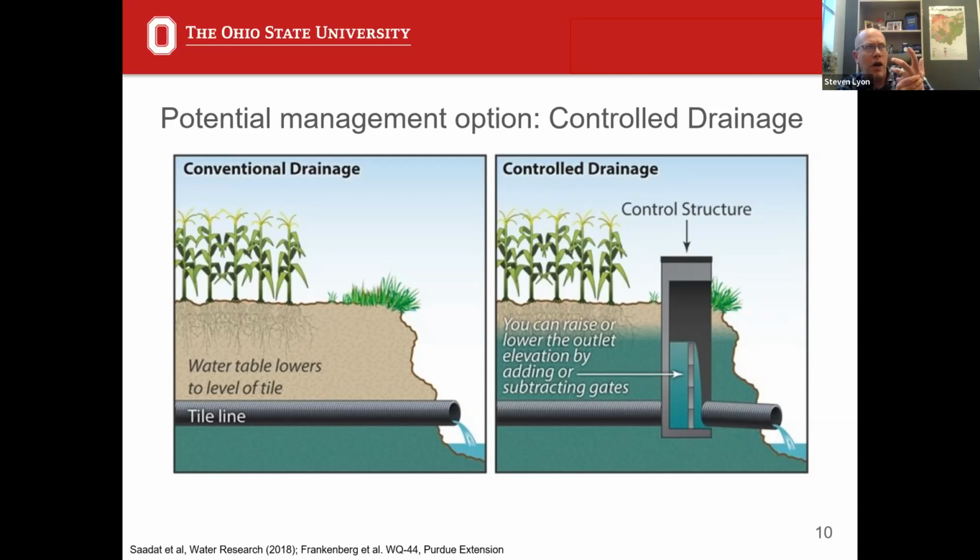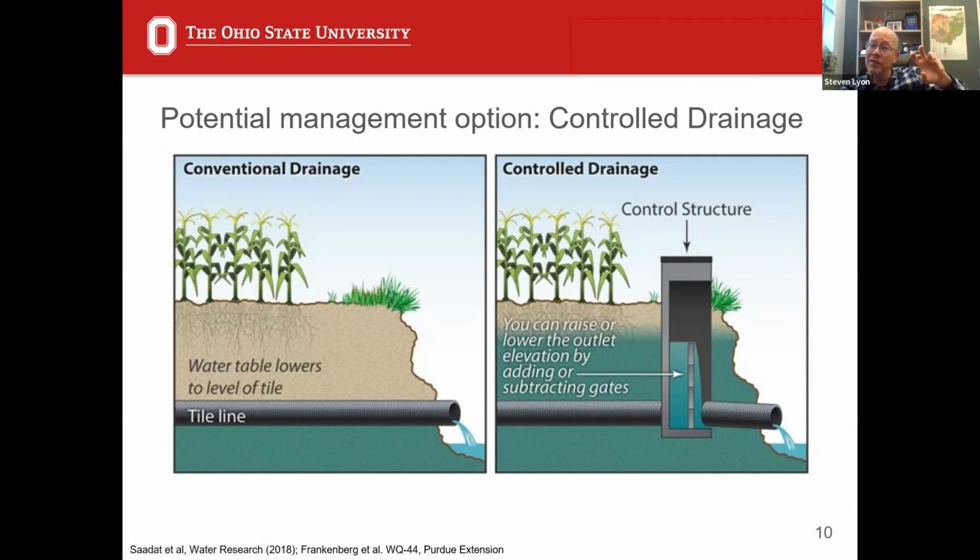Just to show how it works schematically, on the left-hand side here is a conventional tile drainage system. We have that underground pipe I was talking about earlier, this tile line or subsurface drainage, pulling down the water table to that level, helping promote root growth of this cornfield, for example. What is controlled drainage? Well, controlled drainage builds a control structure at the outlet of that system, whereby you can use riser boards or valves to stop the flow of that tile system. So what can you do?